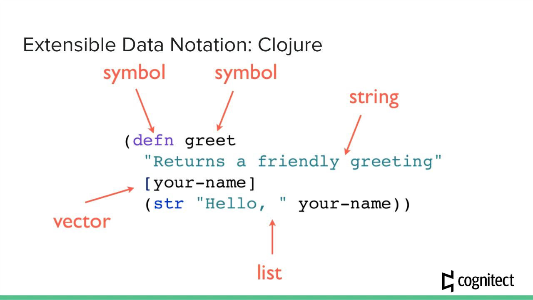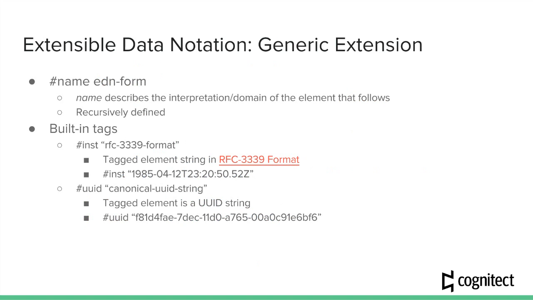Now, being an extensible data notation, I could go ahead and extend the representation however I needed to in order to fully capture my domain. We can see how that happens here in this next slide. The generic extension mechanism allows us to extend this data format using the hashtag name and then some Eden form that follows. And that name describes the interpretation or the domain of the element that follows. These can also be recursively defined.